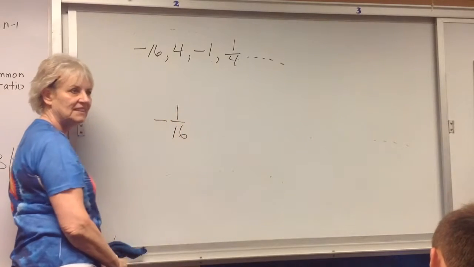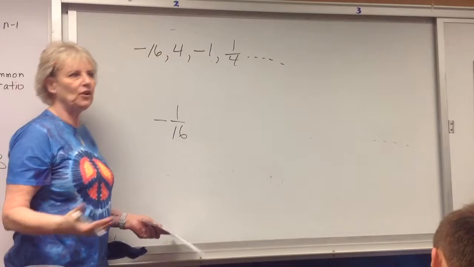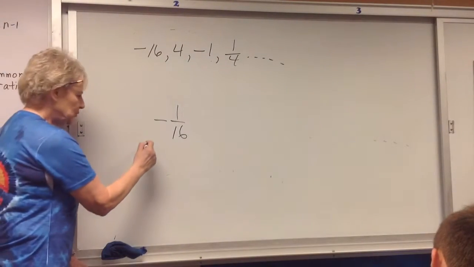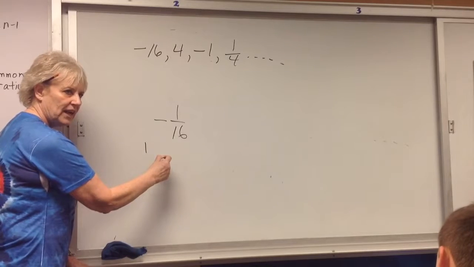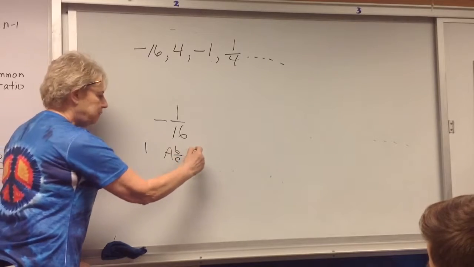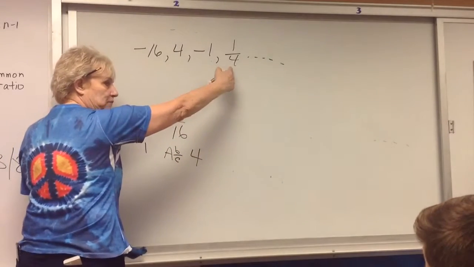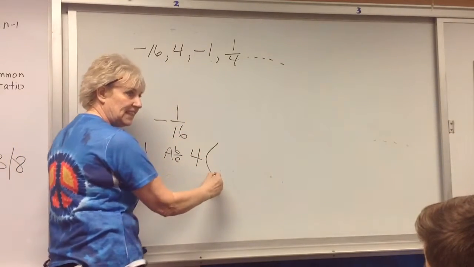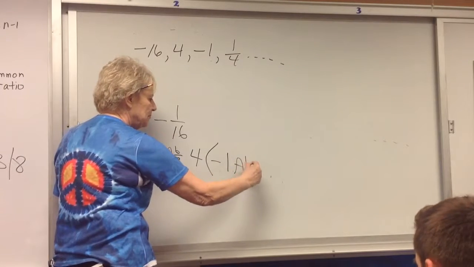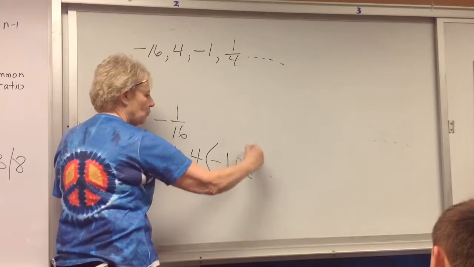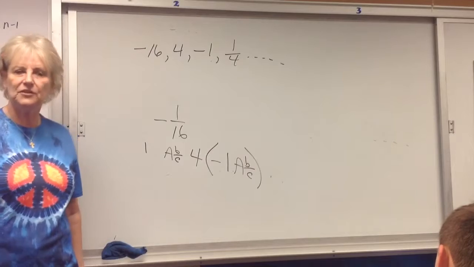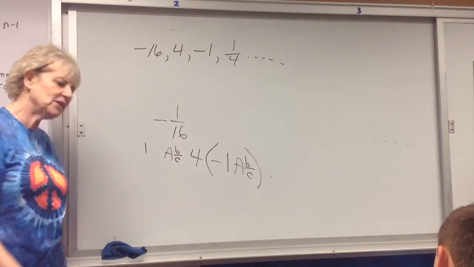-1/16. If you don't know how to multiply by 1/4, you can do it on your calculator: press 1, the A and B over C button, 4, that's 1/4, parenthesis, -1, A and B over C button, right parenthesis, and you'll get 1/16 that way. If you don't know how to do fractions, your calculator will take care of you.